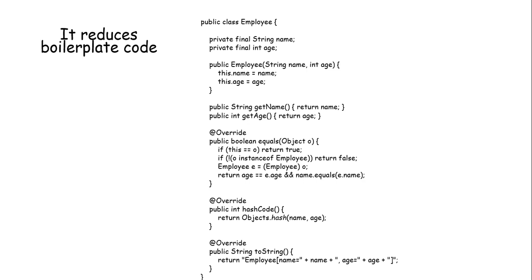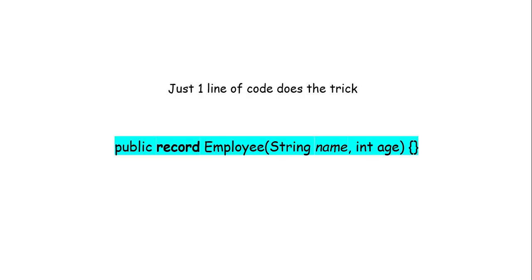So without record, we have to write code in such a manner that if you're writing an immutable class, you have to mention the constructor, and you have to mention each of the fields as private final. Then we have to use the getter methods, write the equals and hashCode contract, as well as implement the toString method. So if you see, there is a lot of boilerplate code here, but by using the record, we can reduce this boilerplate code. With just one line of code, we can remove all the boilerplate code.